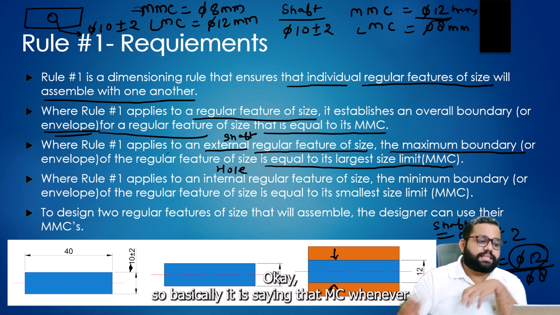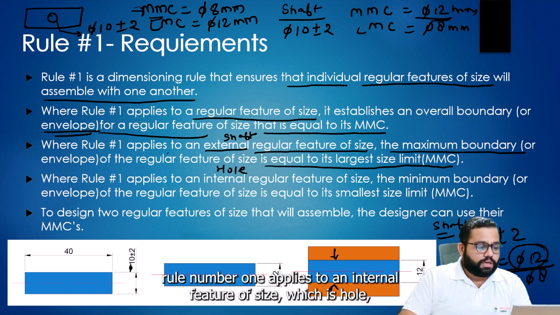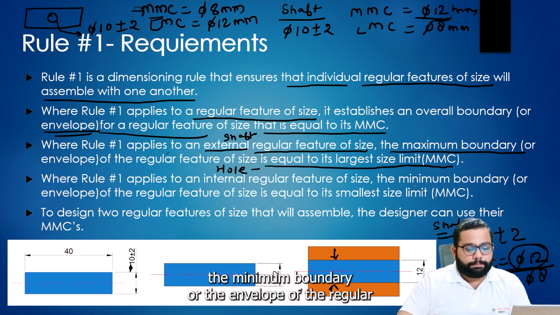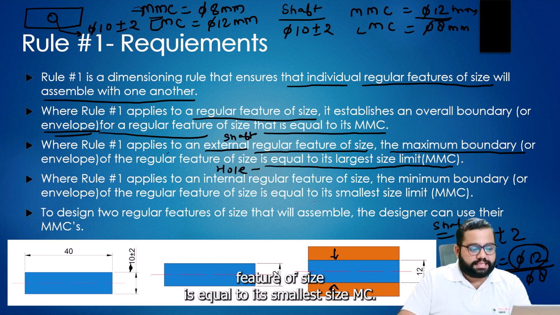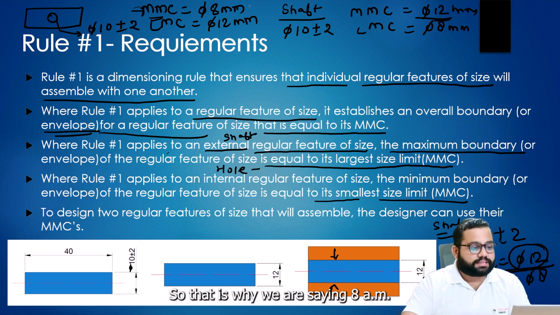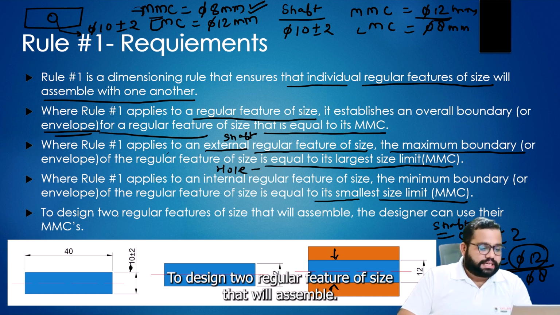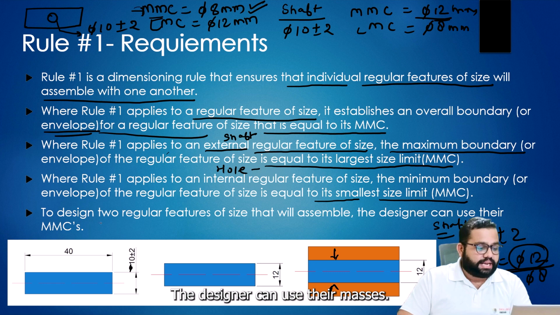So basically it is saying that whenever rule number 1 applies to an internal feature of size, which is a hole, the minimum boundary or the envelope of the regular feature of size is equal to its smallest size, MMC. So that's why we are taking 8 mm diameter. To design two regular features of size that will assemble, the designer can use their MMCs.